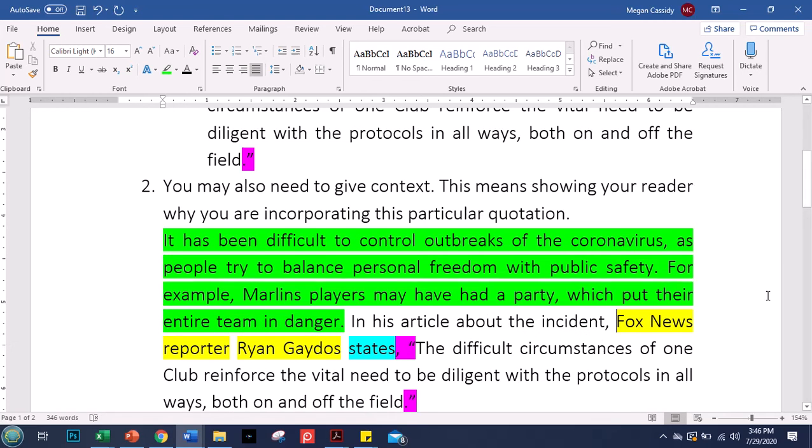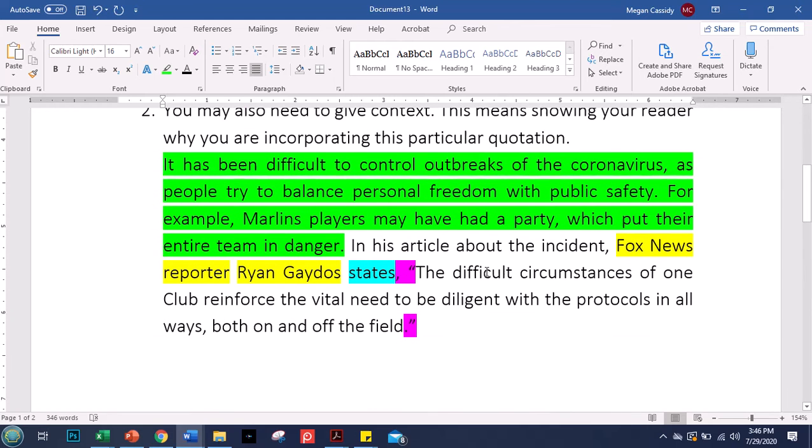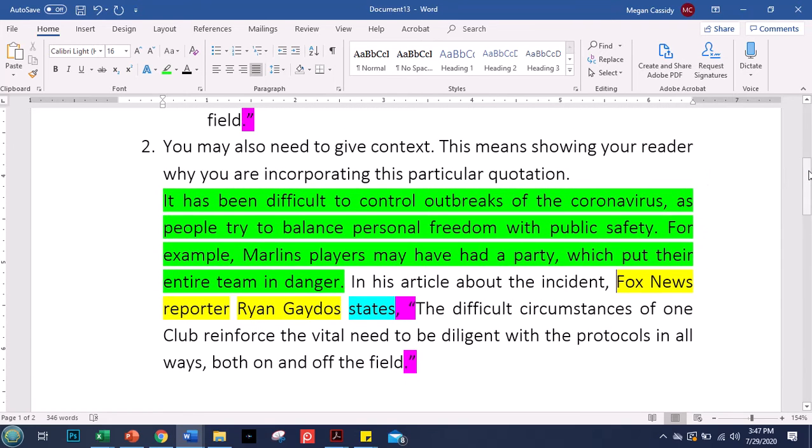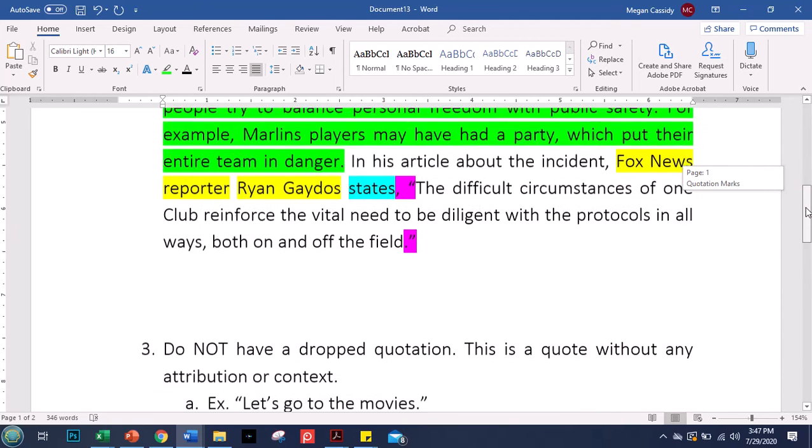Fox News reporter Ryan Gatos states, "The difficult circumstances of one club reinforce the vital need to be diligent with protocols in all ways, both on and off the field." Okay, that makes sense. Sort of. It's not the best quotation, but hopefully you can kind of see how that works. Context, why I'm putting it there, attribution, who's saying it and why, and then the comma, and then the quote.